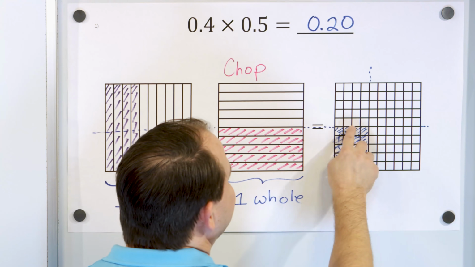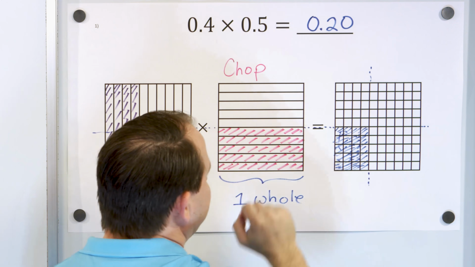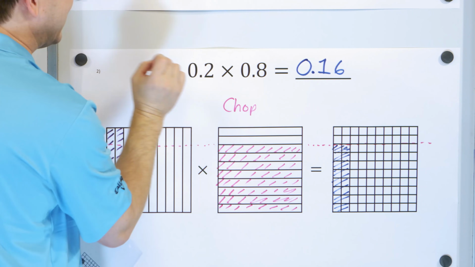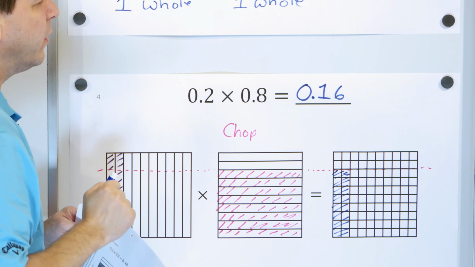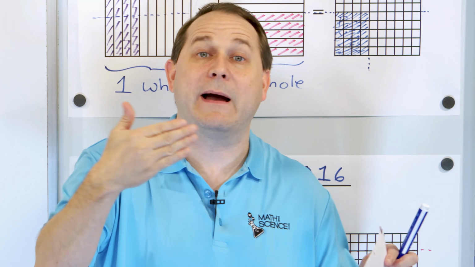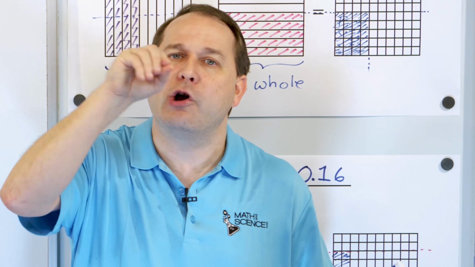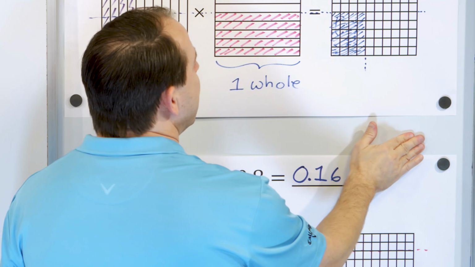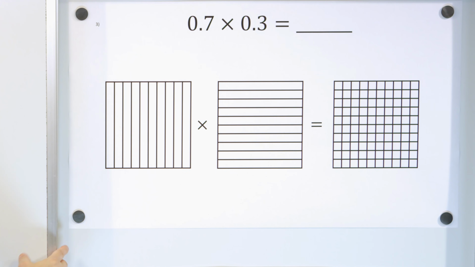Just like here, we had 20 squares, so it was 0.20. So 0.2 times 0.8 is more than half of what I started with, and it comes out to be 0.16. Again, we're going to be doing these by hand in a few lessons, showing how to do the multiplication. Here, we're just trying to understand what's going on. All right, let's take a look at the next 2 problems.